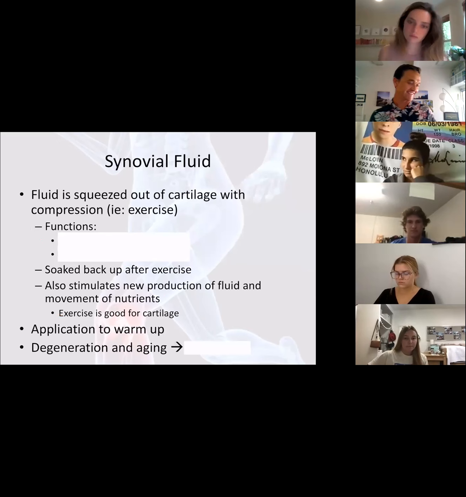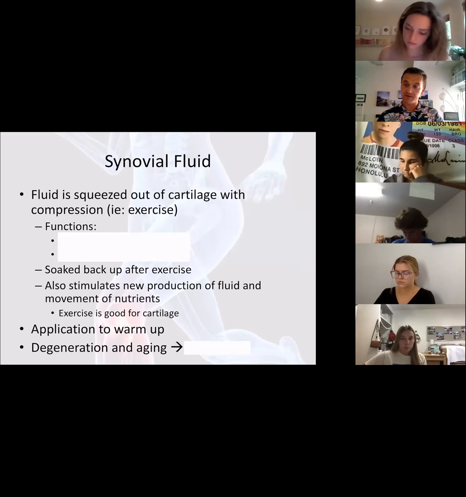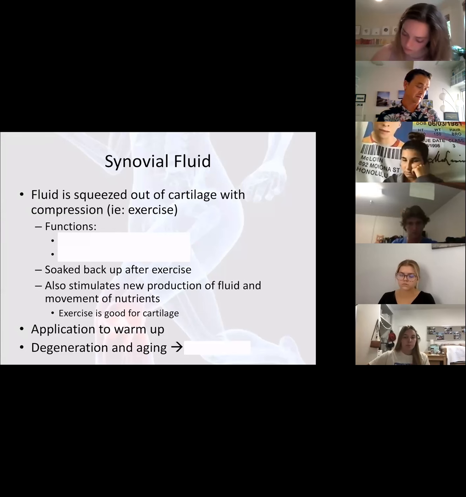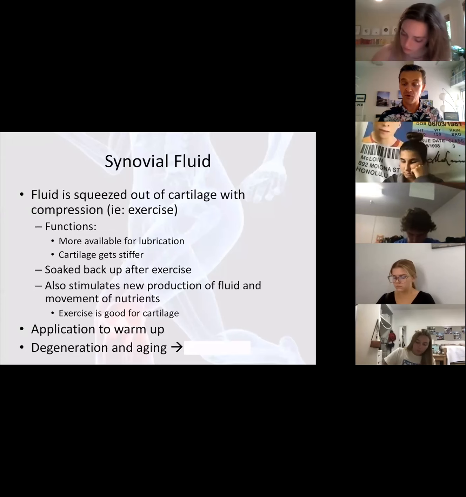Okay, all right. So synovial fluid, a little bit more about it. Again, it kind of gets soaked up in the hyaline cartilage, okay? And when you start moving your joints, those two bones push together against each other and it squeezes out some of that fluid, okay, by the compression. So the function of this is the fact that we get more of the fluid when we start moving, which is good. So we get more lubrication because when we start moving, we push some of that out. So we've got more fluid available for lubrication, okay?